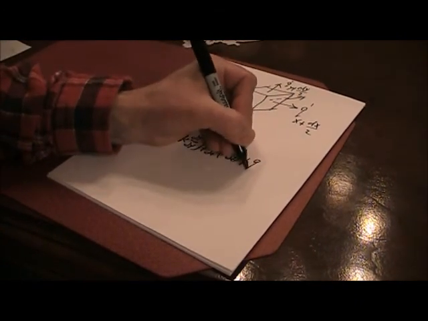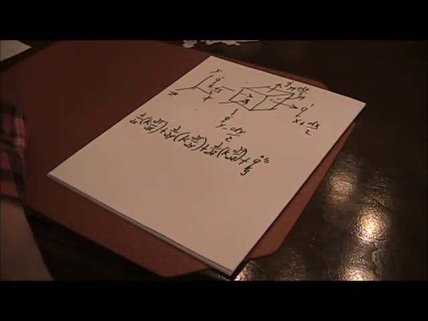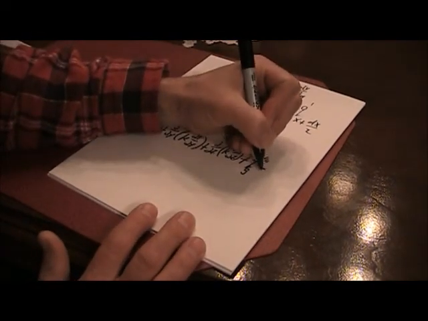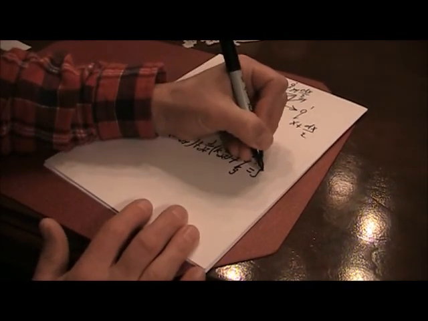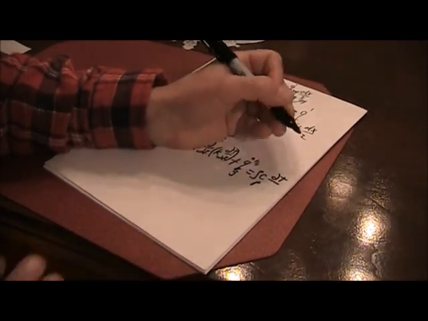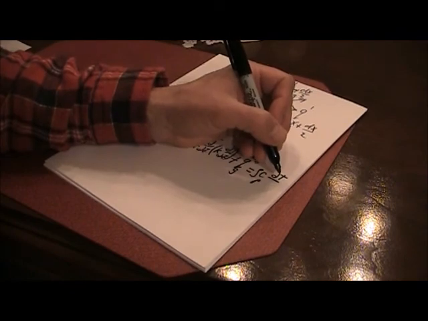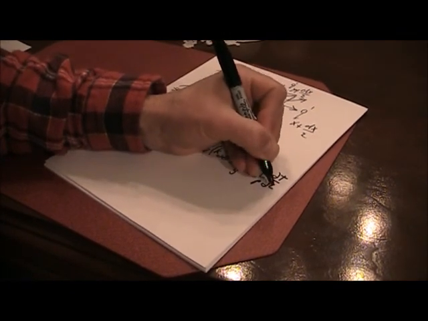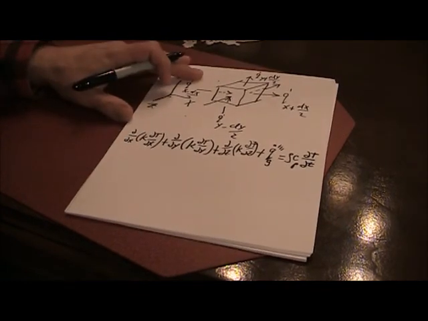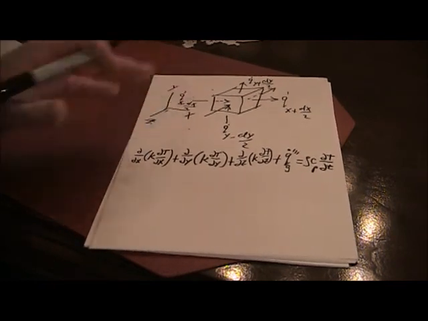You may have some generation, so we'll call this q dot gen. For example, current through a wire is going to generate heat. Well, this would be your generation right here. And all that's equal to the density times the specific heat times the change in temperature with respect to time. So this is the heat equation for three dimensions.